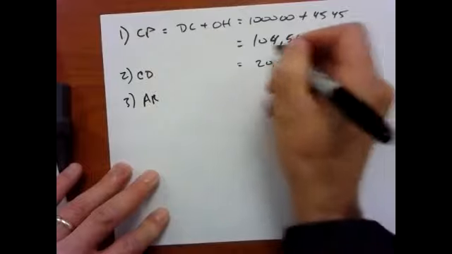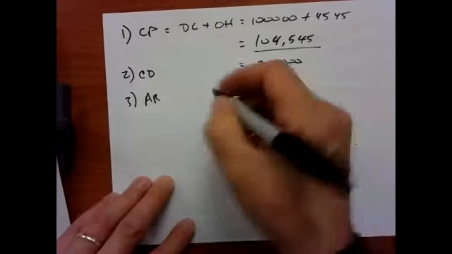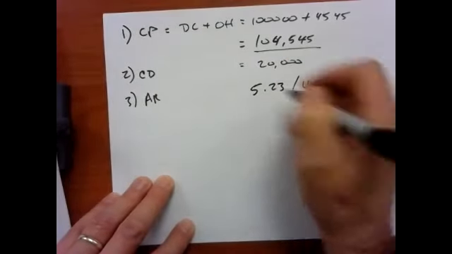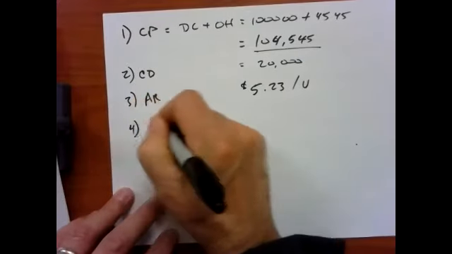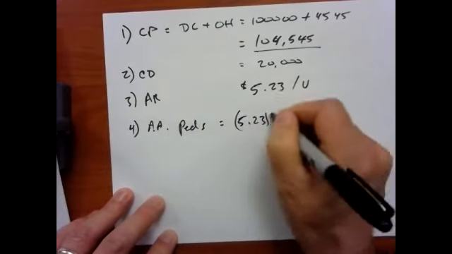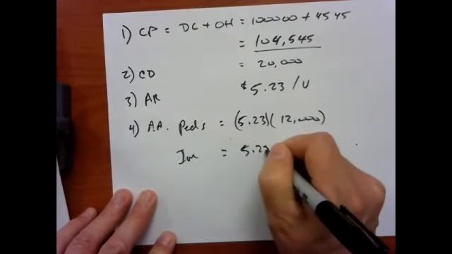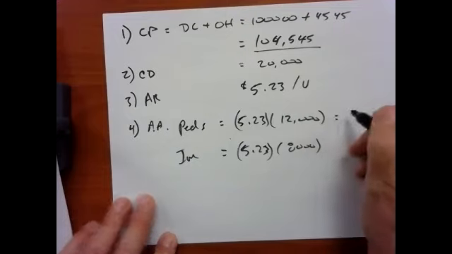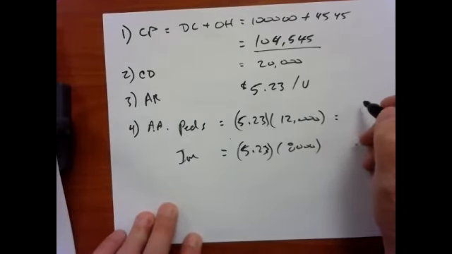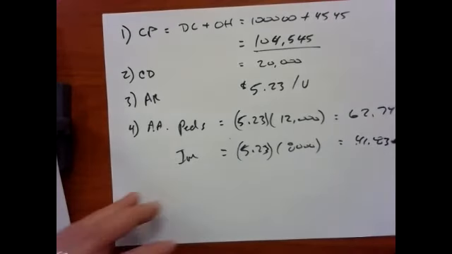Our allocation rate is 104,545 divided by 20,000, which is about $5.23 per visit, as opposed to $5 per visit. So then you do the allocation amount for peds, which is 5.23 times 12,000, and for internal medicine, 5.23 times 8,000, right? And so we get, running out of time, 62,745 and 41,830.